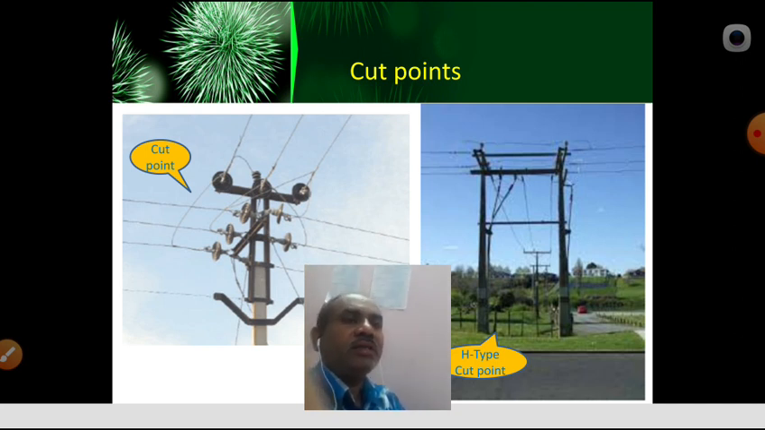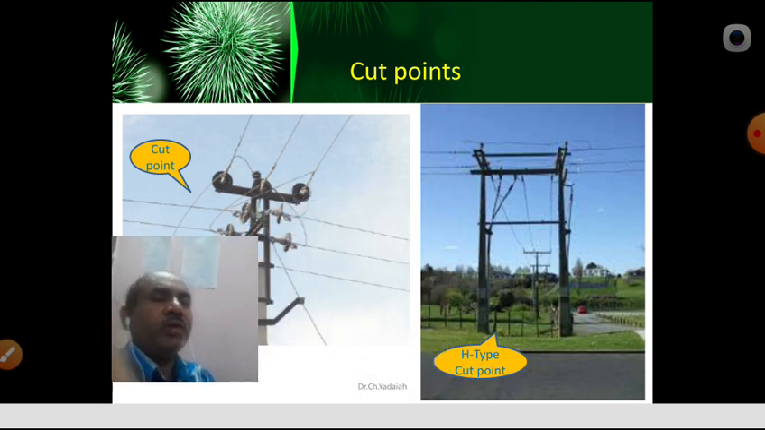So you can see this H type of cut point. 2 poles are used here. Channels are connected in between. So it looks nearly like the English letter H. So a double pole structure, or we can say the H type cut points, is also generally used. These cut points are used whenever a fault occurs in the different lines. To clear the fault, we can open the cut point where the fault occurred. So that it is easy to identify which line has the major problem. For that purpose they use the cut points.